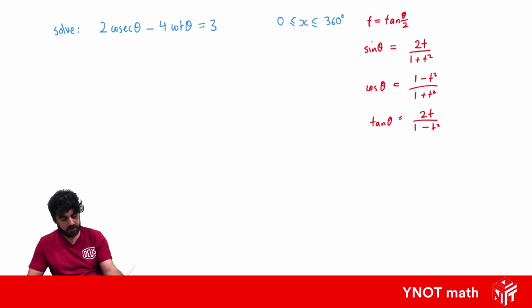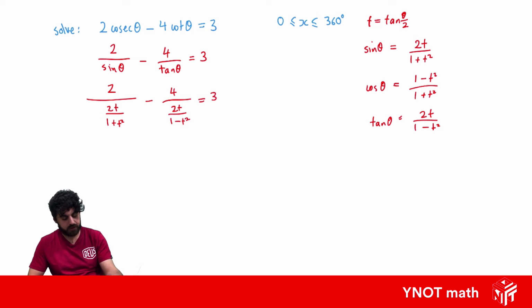So let's go back to our equation and just express it in terms of sine, cos, and tans. We can write this as 2 over sine theta minus 4 over tan theta equals 3. Let's go ahead and sub in our t-formula results. So we're going to get 2 over sine theta, which we can write as 2t over 1 plus t squared, minus 4 over tan theta, which is 2t over 1 minus t squared, and this all equals 3.